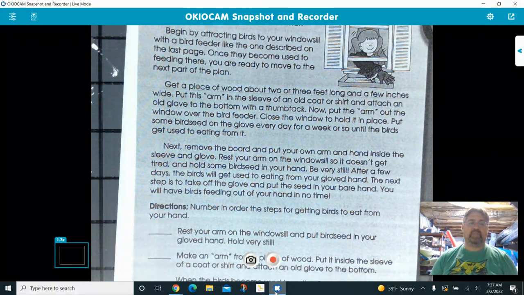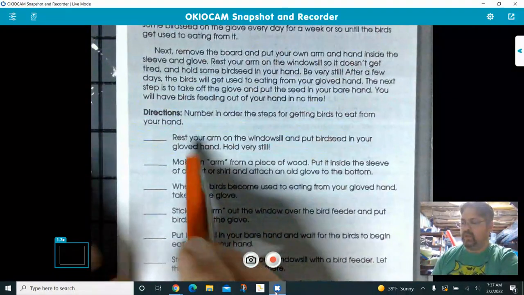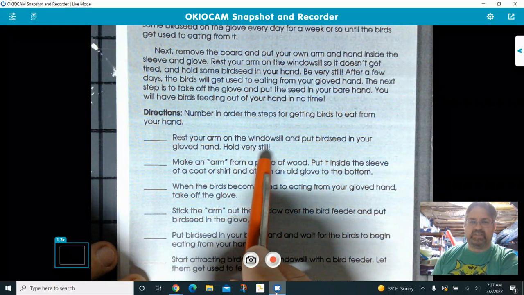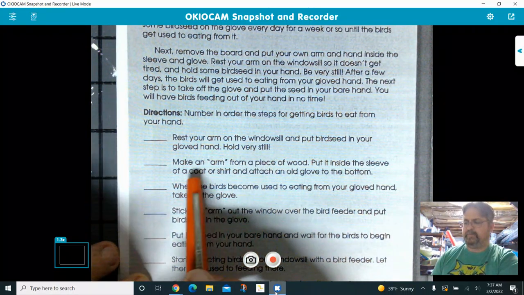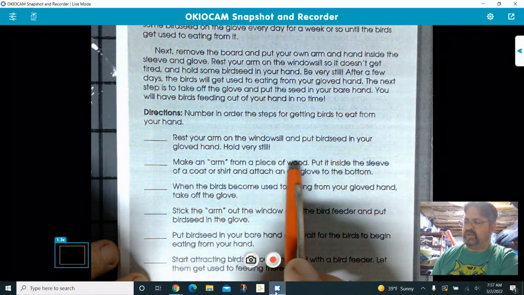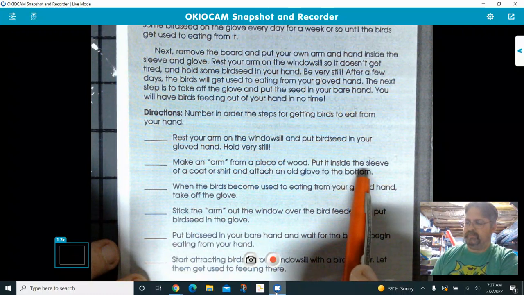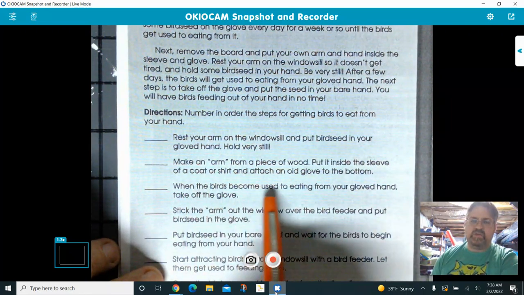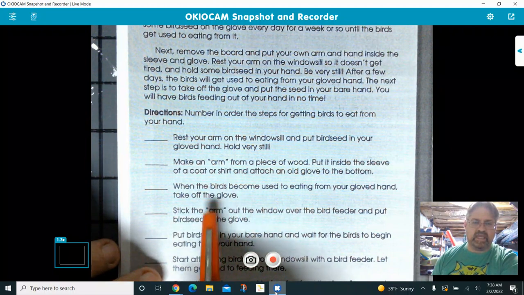All right. Let's number the steps in order for getting birds to eat from your hand. Rest your arm on the windowsill and put birdseed in your gloved hand. Hold very still. That doesn't sound like the first piece, does it? No. Make an arm from a piece of wood. Put it inside the sleeve of a coat or shirt and attach an old glove to the bottom. Well, that was one of the first things, but I don't know if it was the very first. When the birds become used to eating from your gloved hand, take off the glove. Nope, that's towards the end.